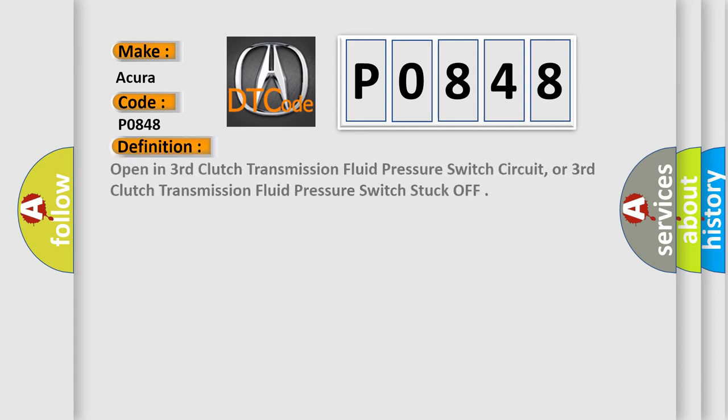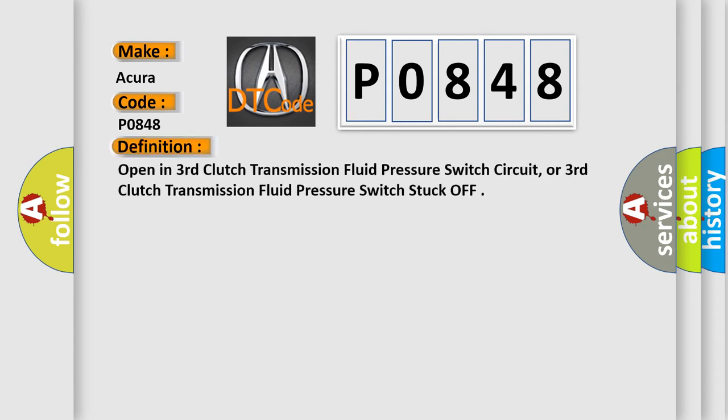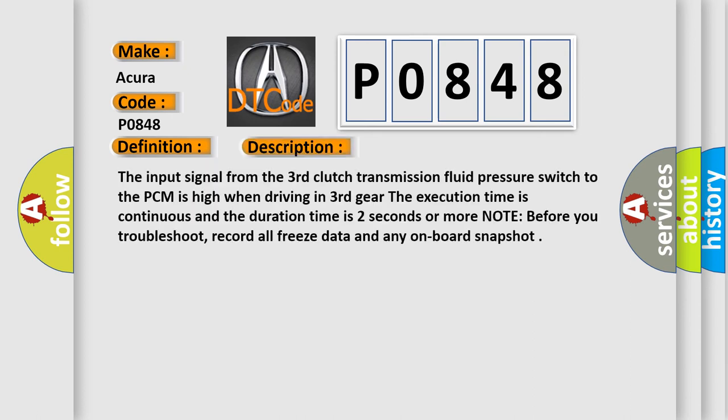The basic definition is open in third clutch transmission fluid pressure switch circuit, or third clutch transmission fluid pressure switch stuck off. And now this is a short description of this DTC code. The input signal from the third clutch transmission fluid pressure switch to the PCM is high when driving in third gear. The execution time is continuous and the duration time is 2 seconds or more. Note: before you troubleshoot, record all freeze data and any onboard snapshot.